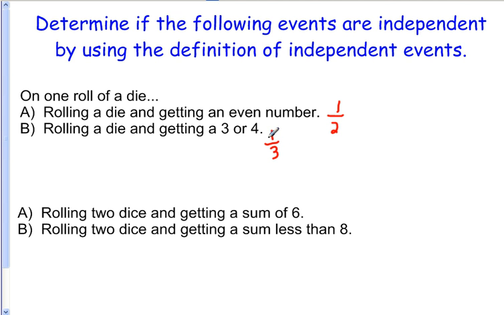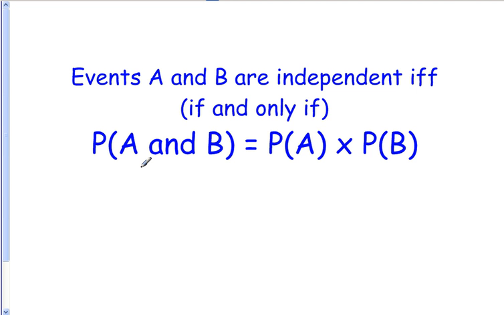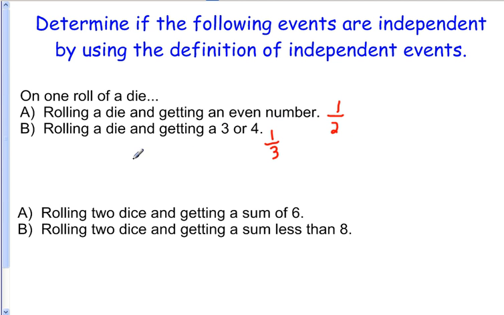And so, based on our definition on the previous page, it says probability of A and B, that means the overlap of A and B, has to be equal to the probability of A times the probability of B. So A and B, let's kind of draw this out and look at a diagram here. So event A, I'm going to make that a little bit bigger.